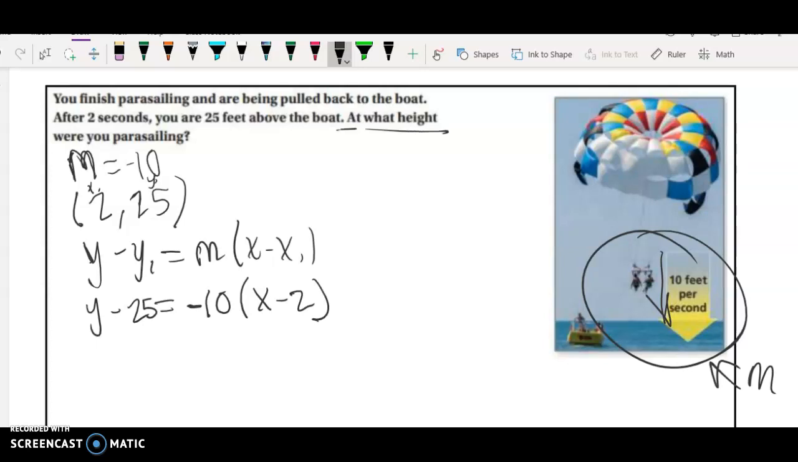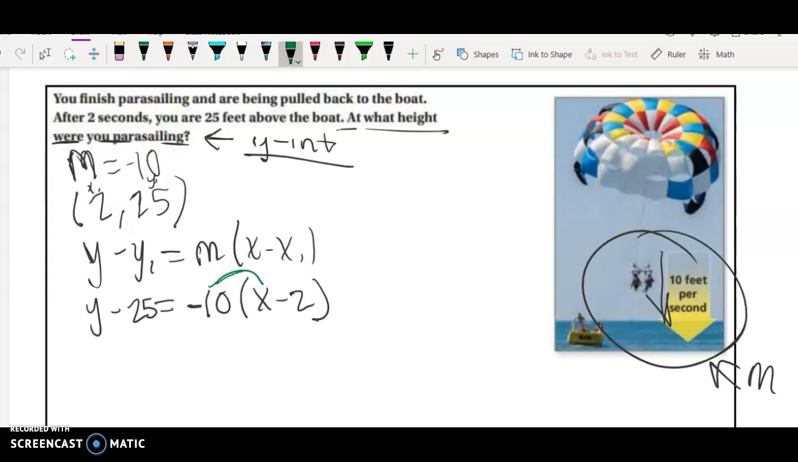It said, at what height were you parasailing? They want to know our y-intercept. Because that would be the highest that we were at, since that would be our height, and then we're being pulled downwards. And since we're being pulled downwards, our height's shrinking, so our highest point would be our y-intercept. So we're going to solve for the y-intercept.